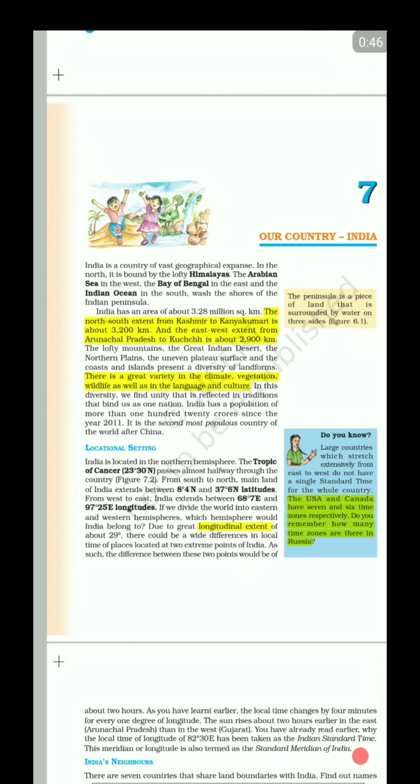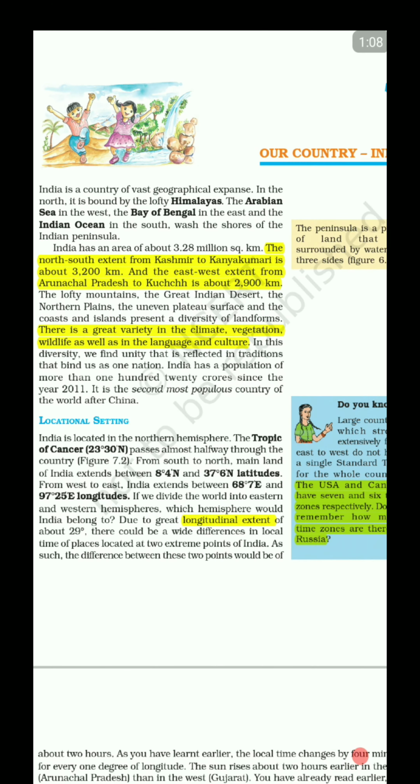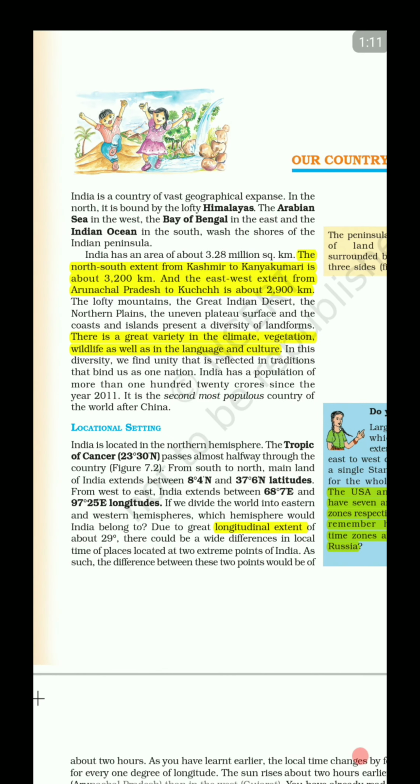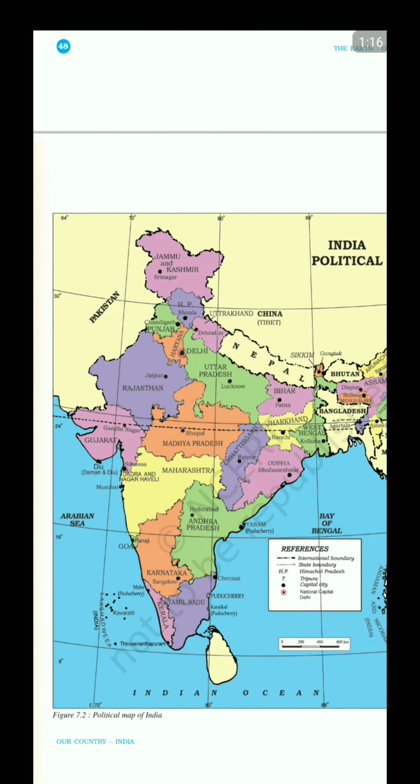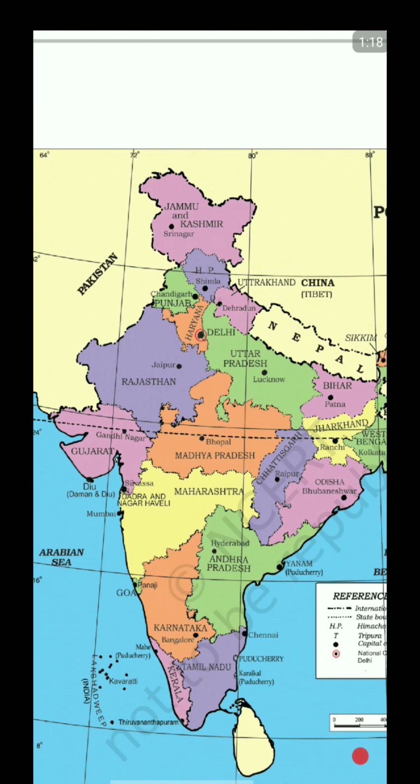Apart from the language and the cultural diversity, we have lots of climate diversity, vegetation diversity, wildlife diversity, right? So that's the beauty of this country. Now, if we see the locational setting of India, it is located completely in the northern hemisphere and the eastern hemisphere, right? And the Tropic of Cancer passes almost halfway through the country. So this is the Tropic of Cancer, which almost halfway divides the country.